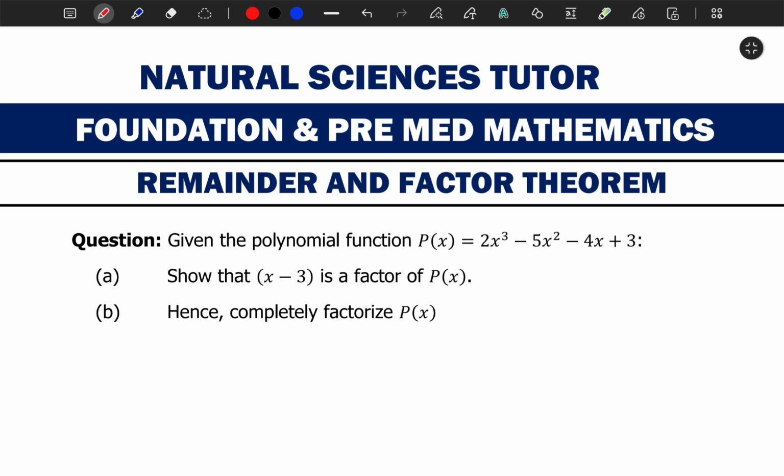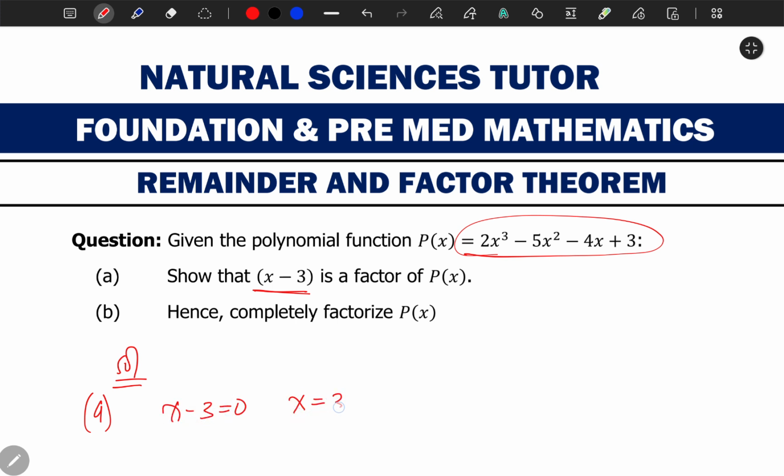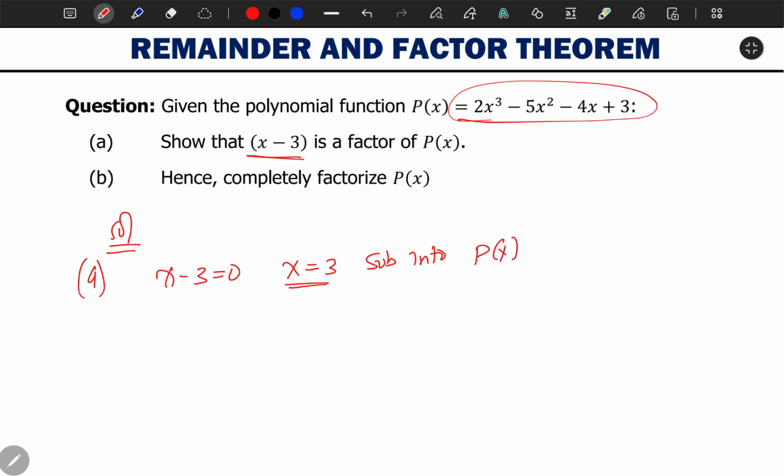Now, it will be a factor if, when we substitute into this equation, we get the answer 0. So you set this equal to 0. You say x minus 3 equals 0, so you get x equals 3. Then you substitute into p(x), so that becomes p(3).